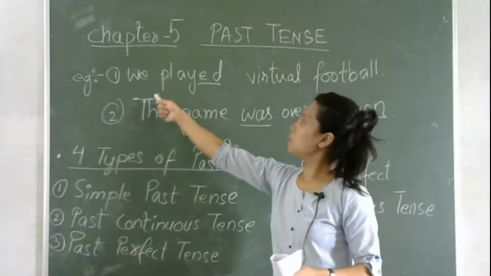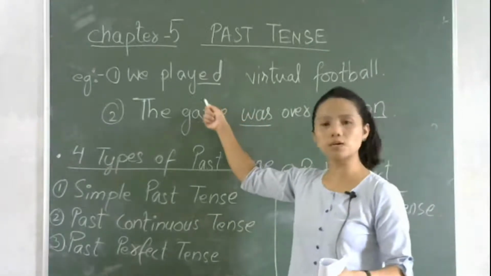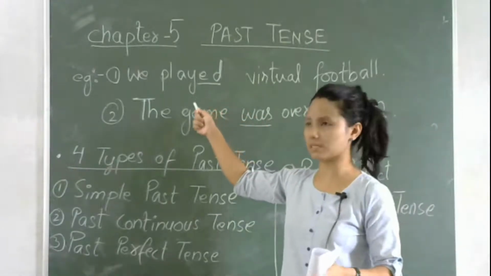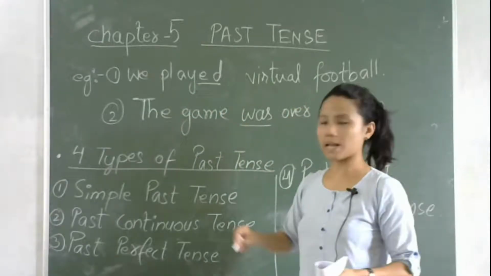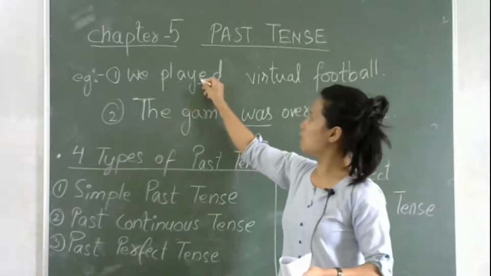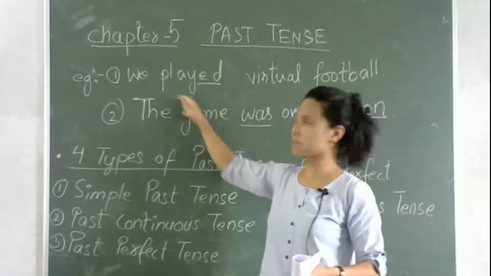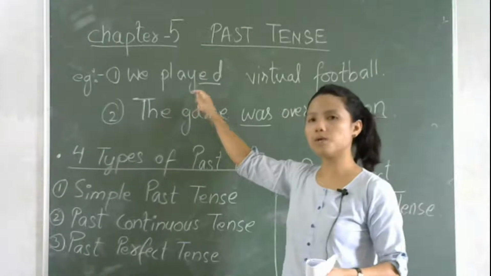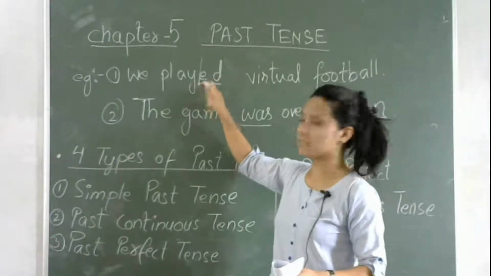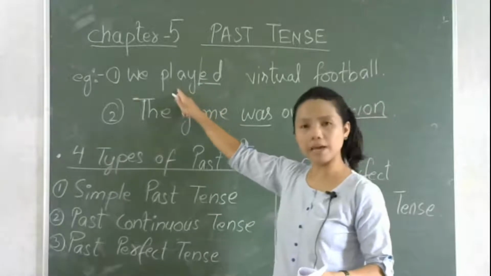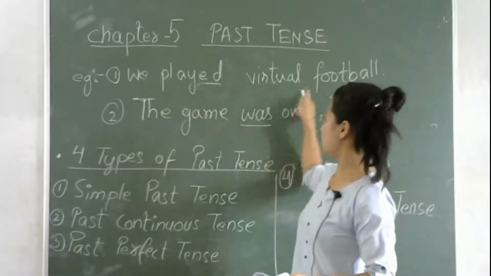Number 1, we played virtual football. You will find in your textbooks it is highlighted in red color, the verb play. But I have underlined here only the ed. Why? Because by looking at this verb, we know that it is in the past form, because ed is added along with the main verb play. So this is in the past form.